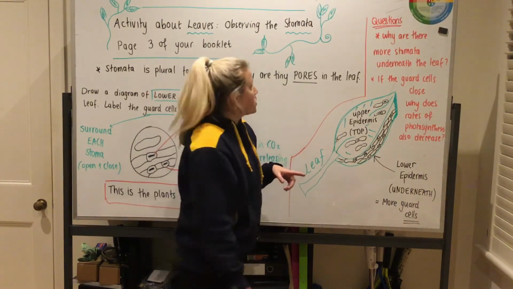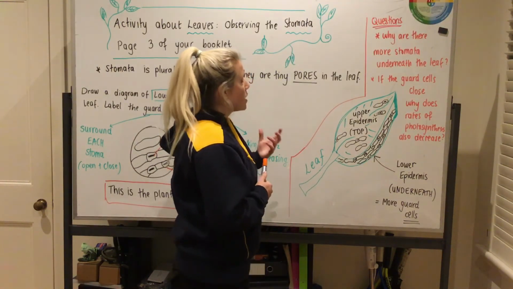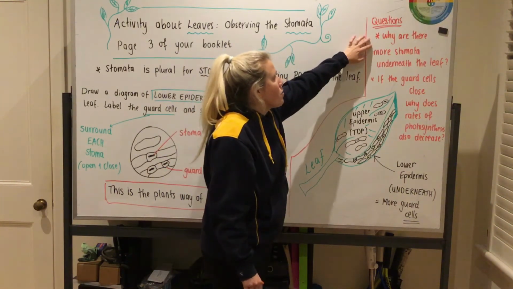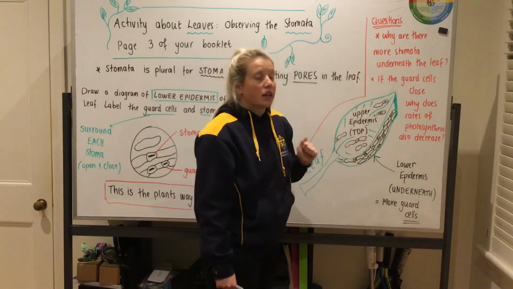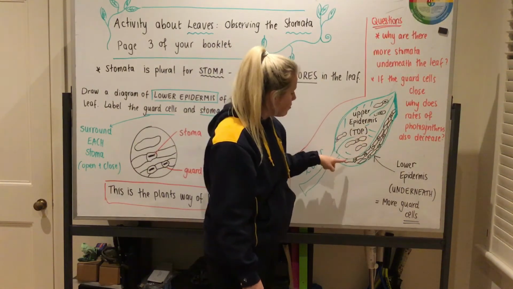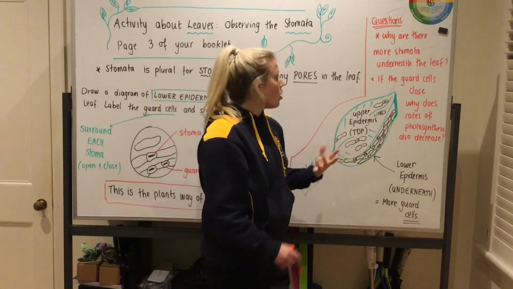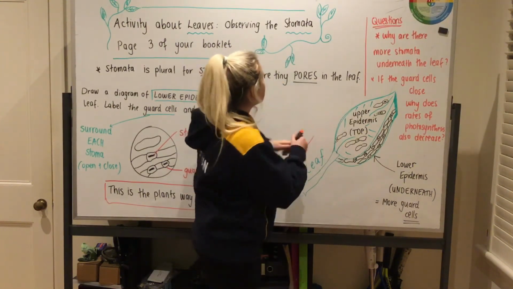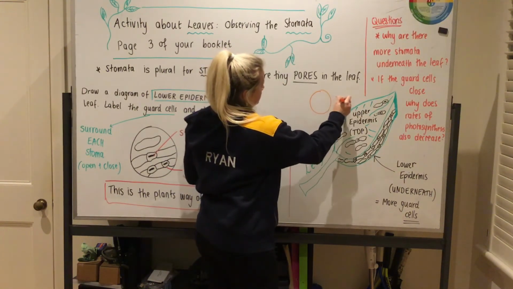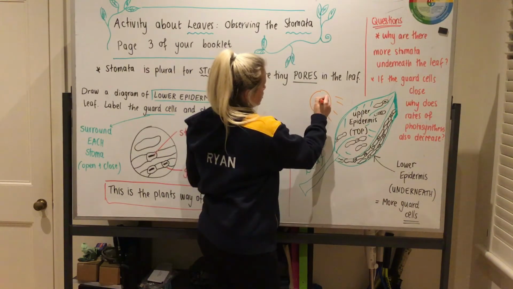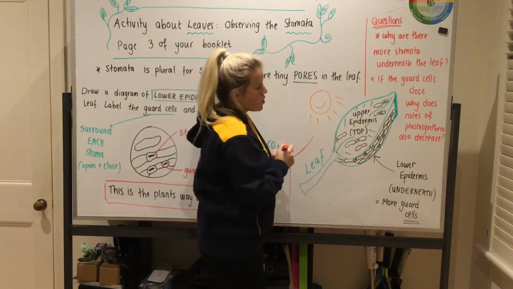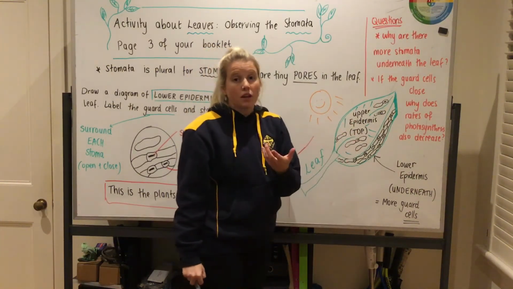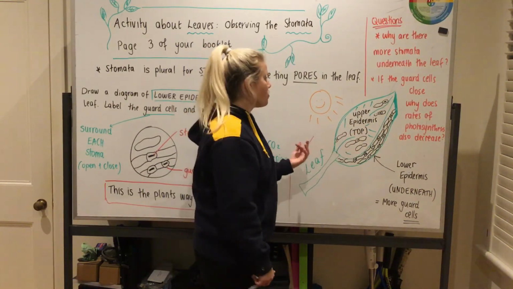So there's 2 questions for you to think about on page 3 of your booklet. And that is, why are there more stomata underneath the leaf? Why do we have heaps here, not much up the top? And I'll give you a little hint. It has a lot to do with the sun. So we know that we need exposure to sunlight to kickstart that photosynthesis process.